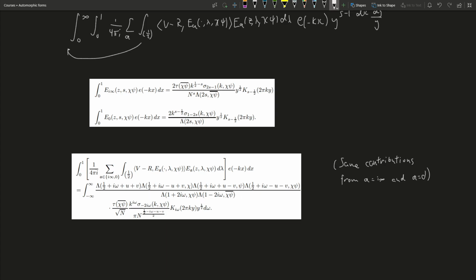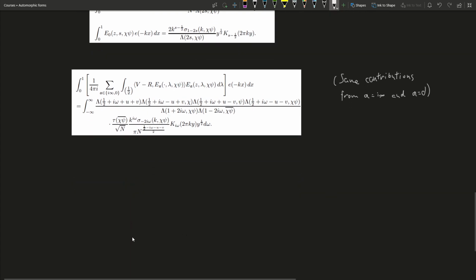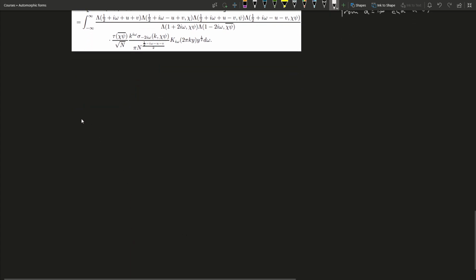Let's talk about the contribution from the discrete spectrum. So here I'm going to write, as usual, that my Maass form F_j is equal to the sum over n not equal to 0 of 2 rho_j(n) y^(1/2) K_{i r_j}(2 pi |n| y) e(nx).